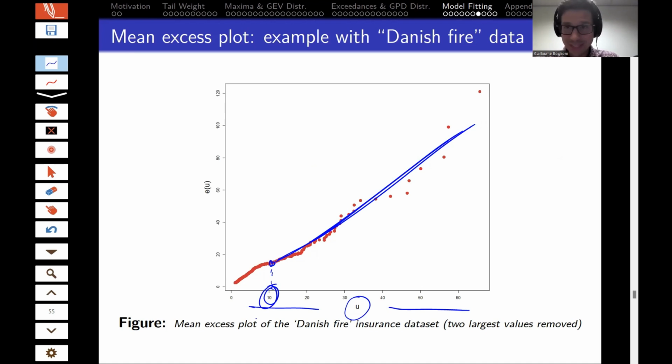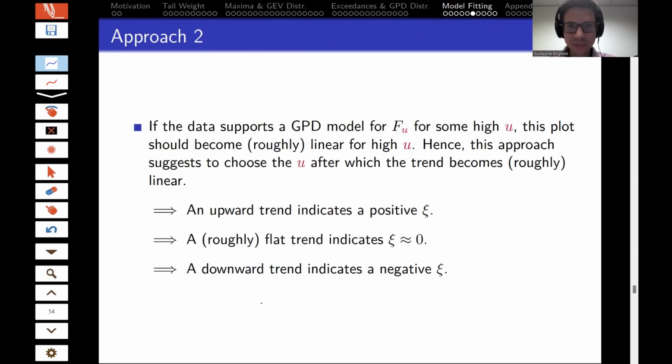But that's the method, okay? Simply plot the mean excess plot, see if there's a linear trend after a certain threshold, and this threshold can then be picked to be u, because the theory tells you that for a GPD, e(u) should be linear. I hope this makes a bit of sense. I think this slide is simply saying what I said.